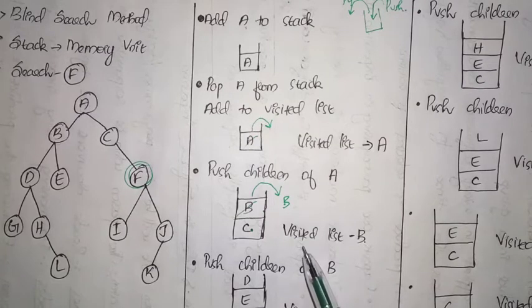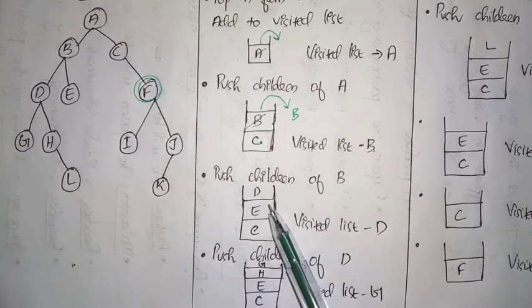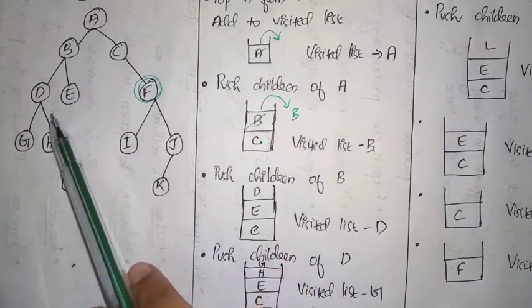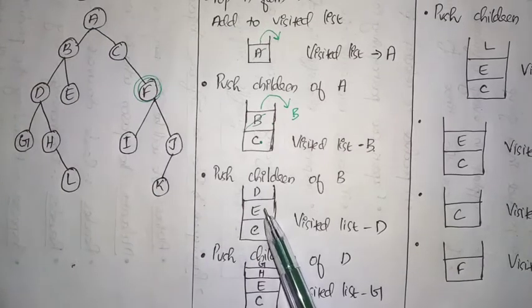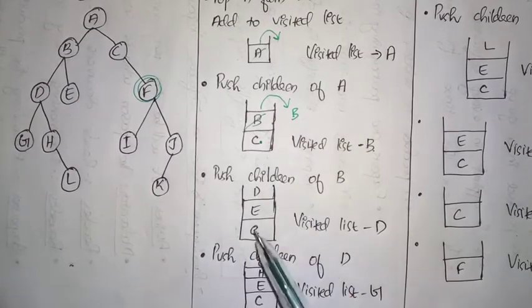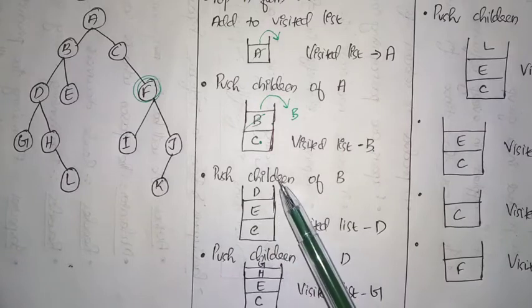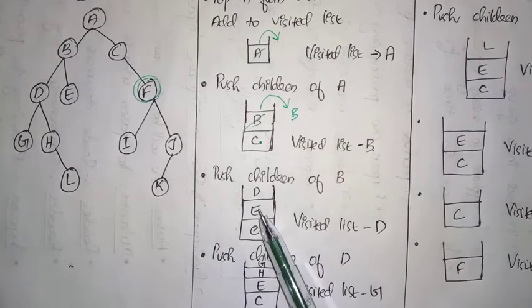Now the item that is added into the visited list is B. Now the children of B will be pushed into the stack. Here B has two immediate children, that is D and E. Now D and E will be pushed into the stack. C already remains under them in the stack. We know that the items in a stack will always be pushed into the top of the stack. So now both D and E are pushed into the stack.